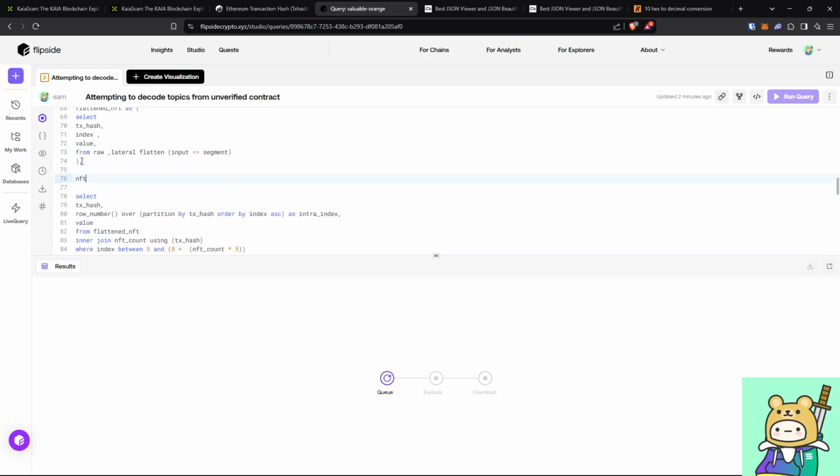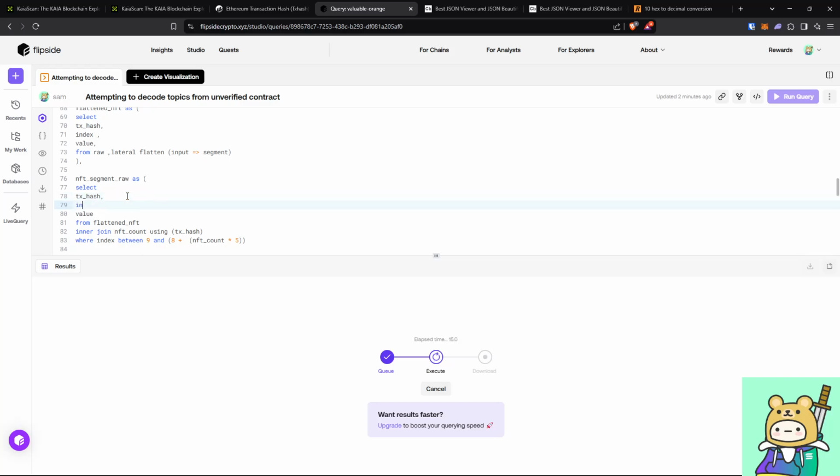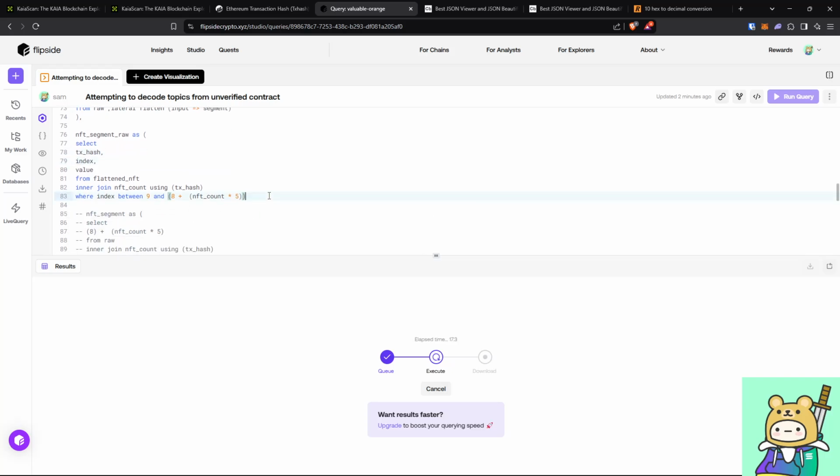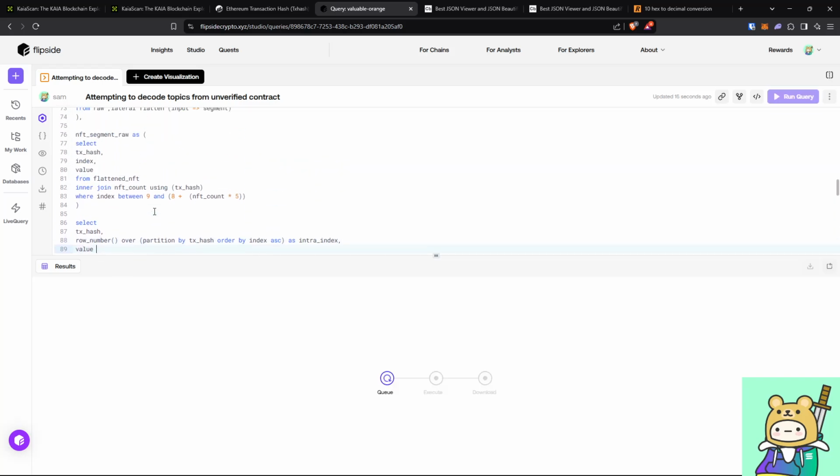So the segment raw and text. Select from hash, value. Yes.